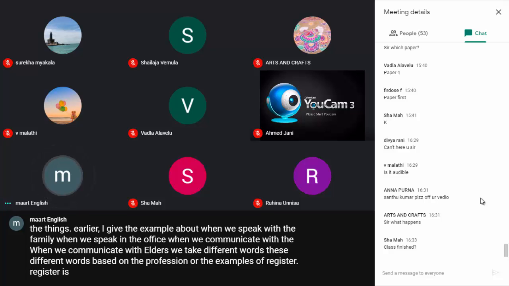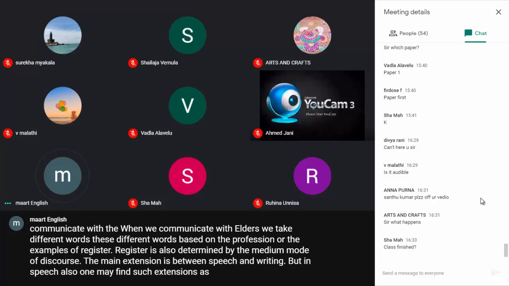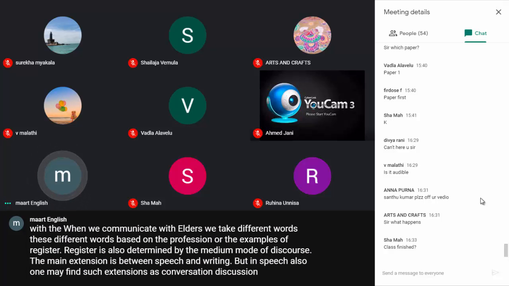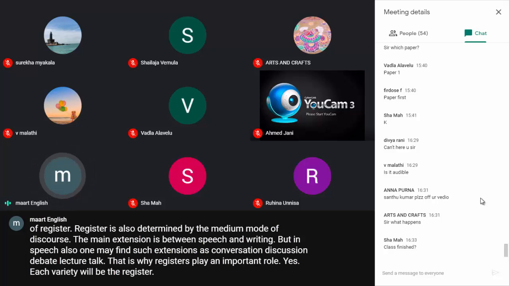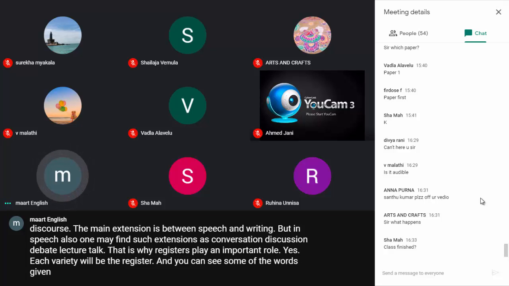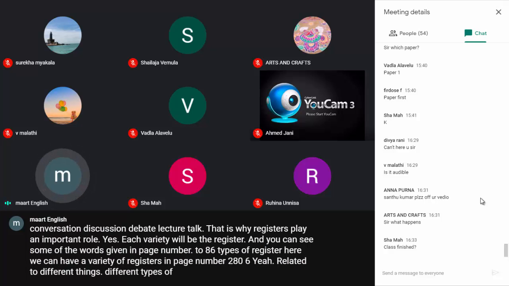A register is also determined by the medium or mode of discourse. The main distinction is between speech and writing, but in speech also one may find such distinctions as conversation, discussion, debate, lecture, talk. That is why registers play an important role. Each variety will be a register. You can see some of the words given in page number 286, types of register. Here we can have a variety of registers, related to different things.